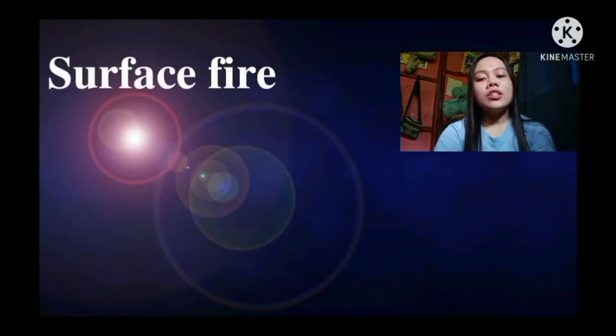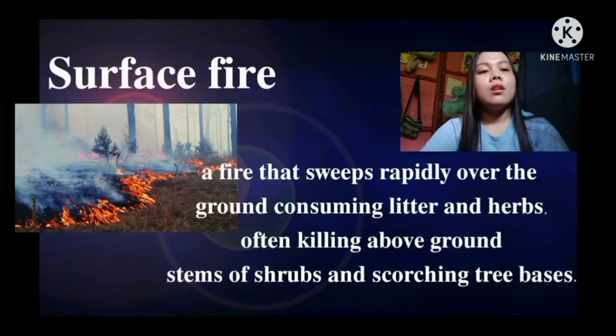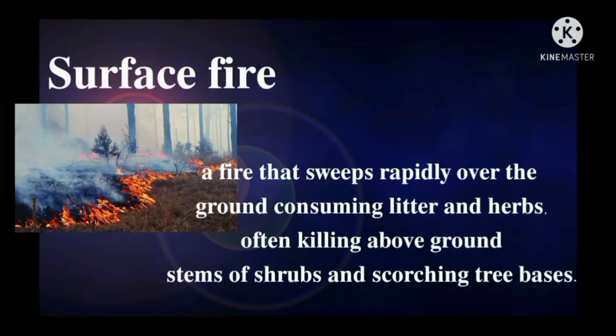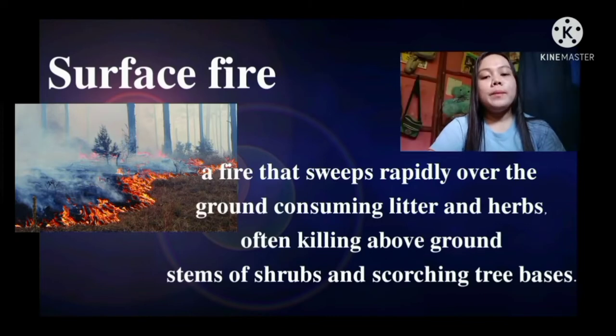Surface fire is a fire that sweeps rapidly over the ground, consuming litter and herbs, often killing the above. For example, the litter or debris on top of the soil, when you burn it, that is called a surface fire.